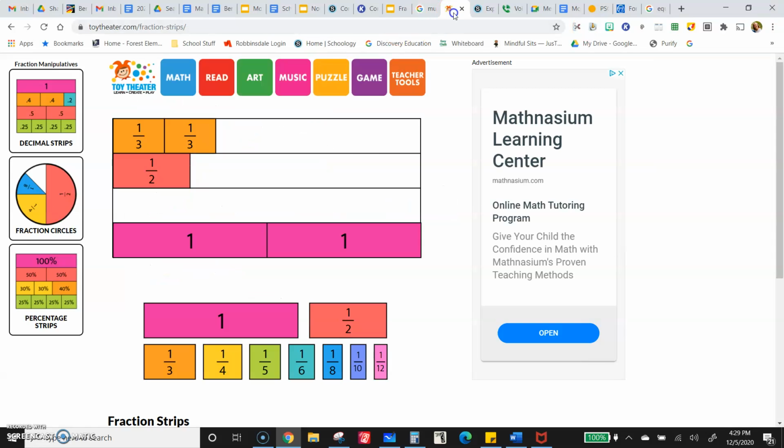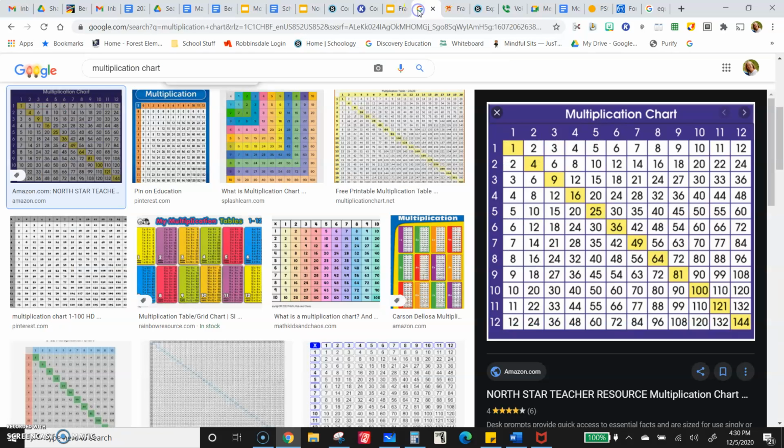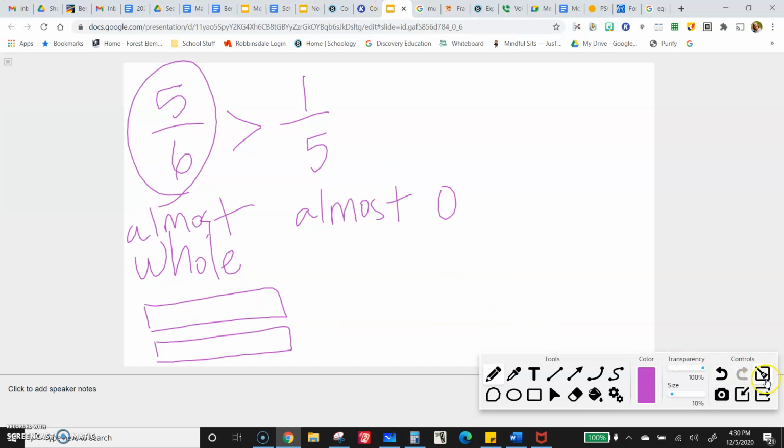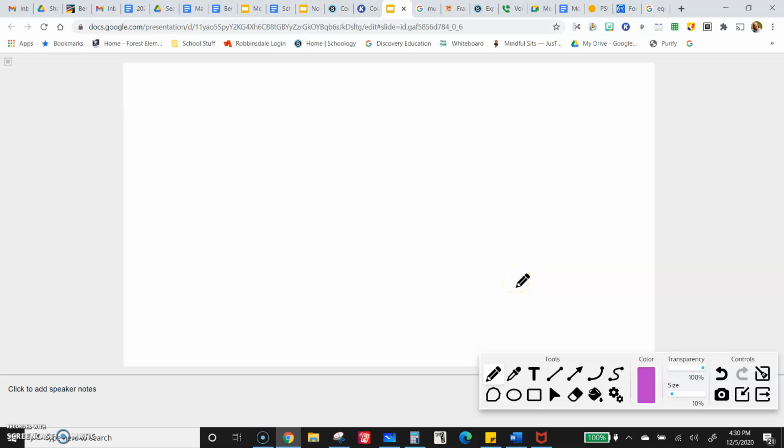Or I think this one has 6ths and 5ths. So I could drag out 5/6, drag out 1/5, and see which one is bigger. Now, sometimes it's a little harder.